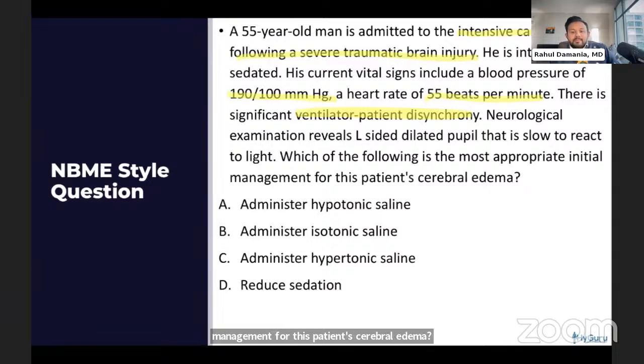A, administer hypotonic solution. B, administration of crystalloid isotonic solution. C, administer hypertonic saline. Or D, reduce sedation. What do you think is the best answer here?